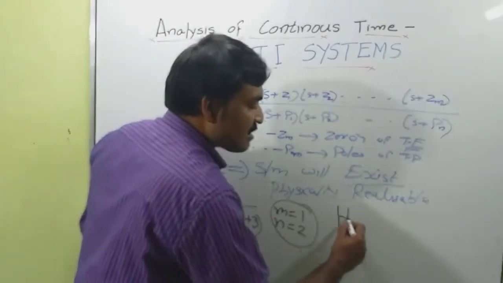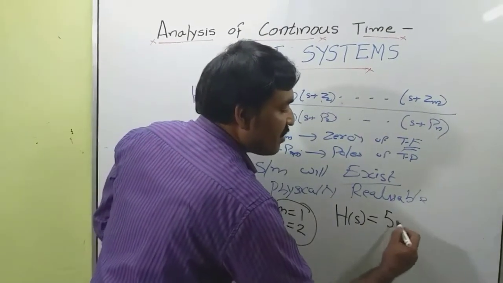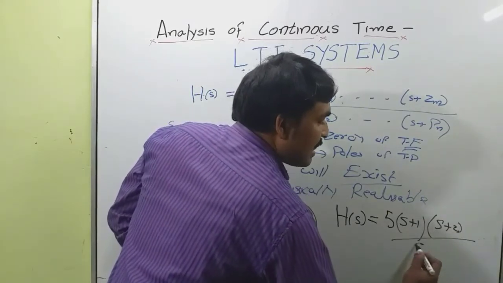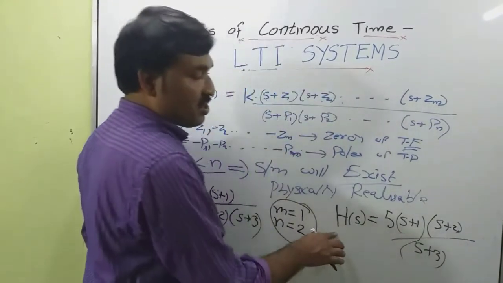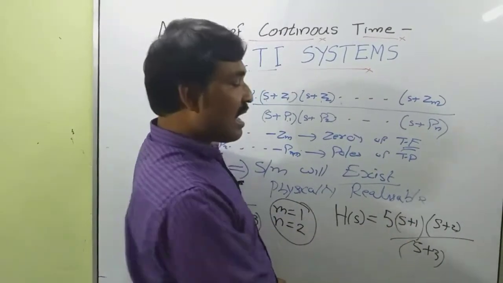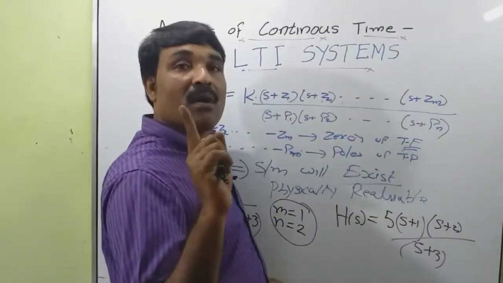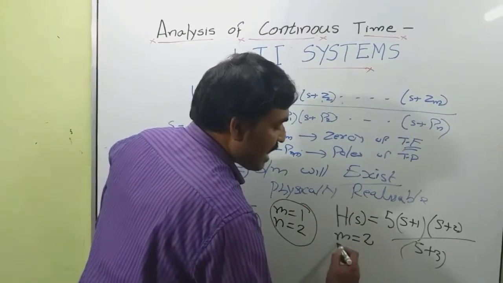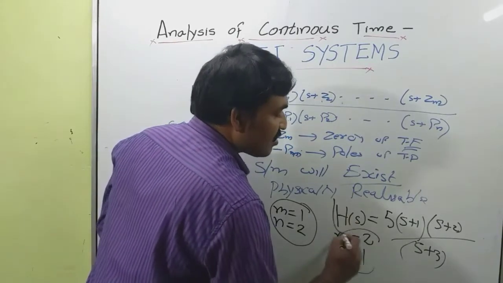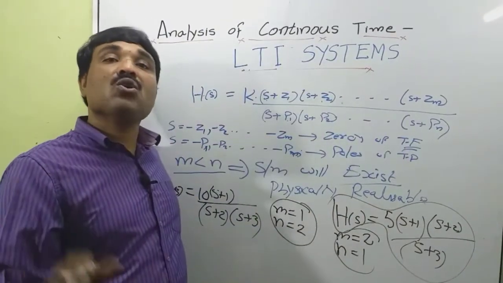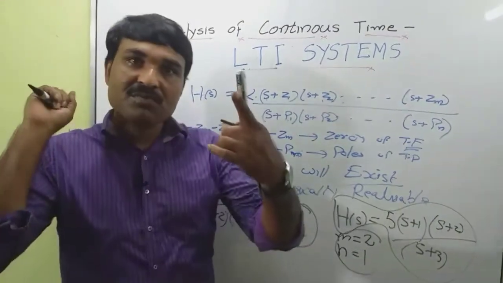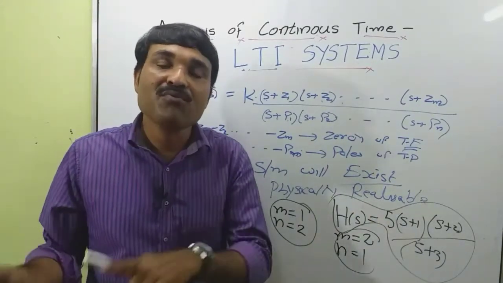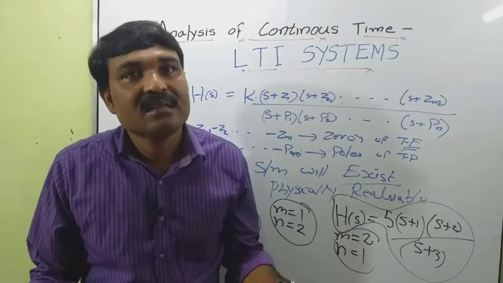On the other hand, suppose H(s) is equal to some gain 5 times (s + 1)(s + 2) divided by (s + 3). For this transfer function, we have zeros at s = -1 and s = -2 and only one pole at s = -3. That means m is equal to 2, the number of zeros is 2 and the number of poles is 1. This system does not exist, that is, it is not physically realizable. So for a system to physically exist, the number of zeros should be less than the number of poles. The reason for this we will discuss in detail in the coming sessions.